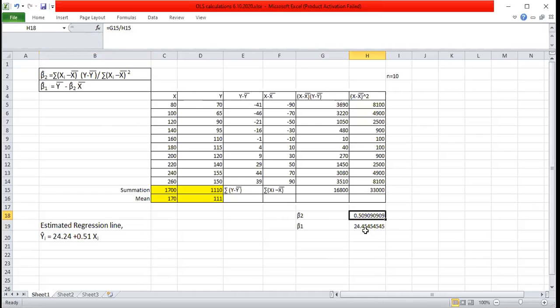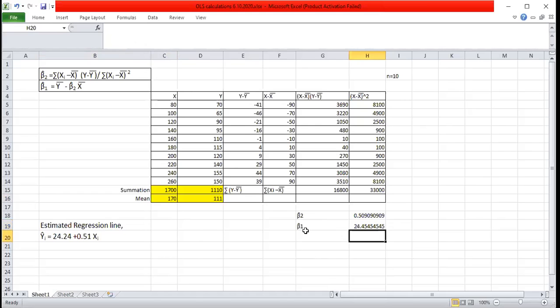So again, go back. Y bar 111 minus beta 2 hat multiplied by what? X bar 170. Here is X bar, which is C16. Y bar 111 minus H18, which is the beta 2 hat, multiplied by the mean X bar 170, which is here C16. You got this value of beta 1 hat.